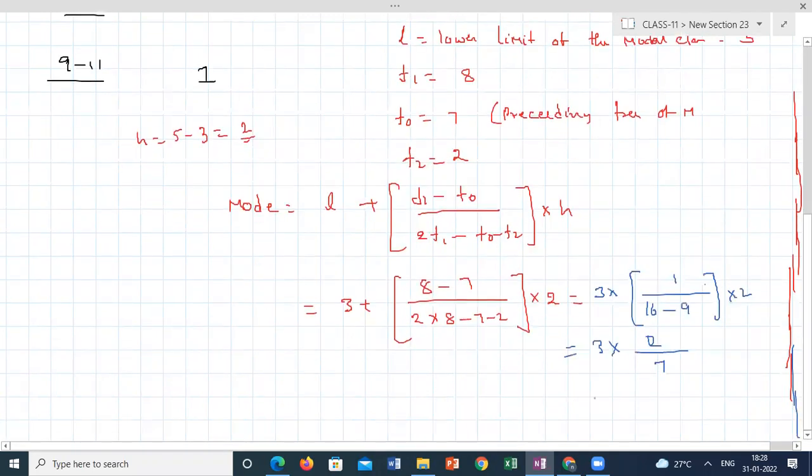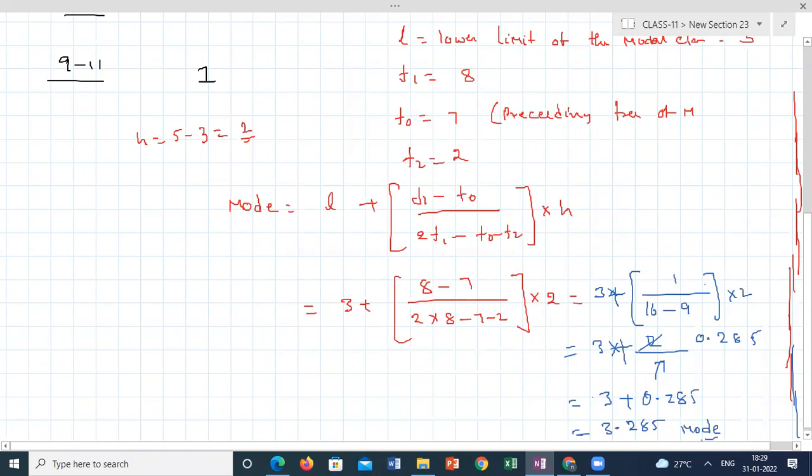7. So, sorry, 3 plus 7 how many times? 0.214, 0.285. So the answer is 3.285, the mode of the given data.